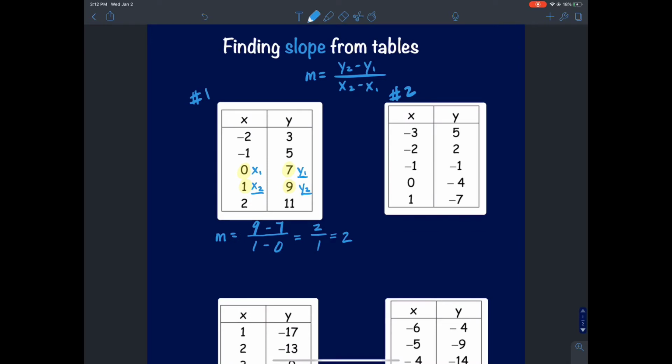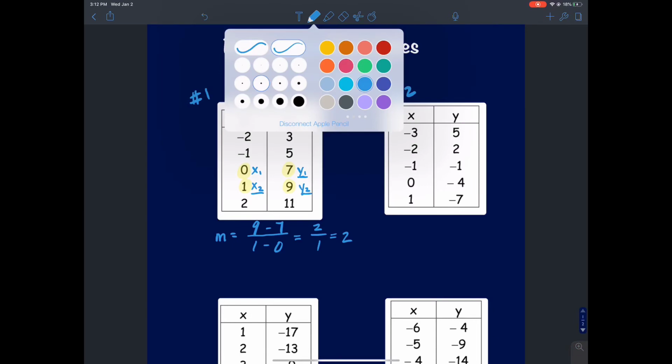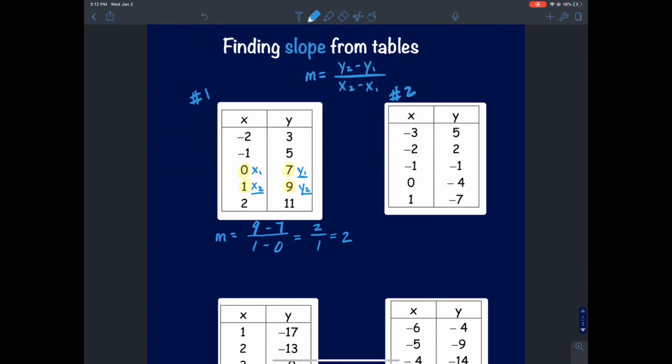All right, so we're going to move on to number 2 here. And again, I'm going to select some values to substitute into my slope formula. I'm going to pick some values from the top this time. So let's say that negative 3 is x1, positive 5 is y1, negative 2 is x2, and positive 2 is y2. And then I'm going to simply take those values and substitute them again up here into this formula.